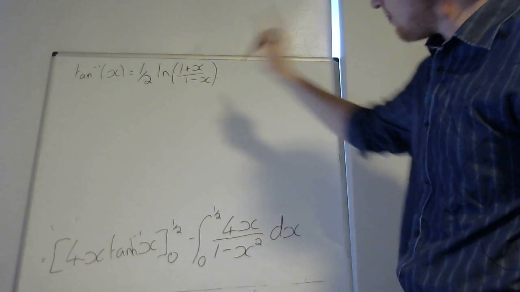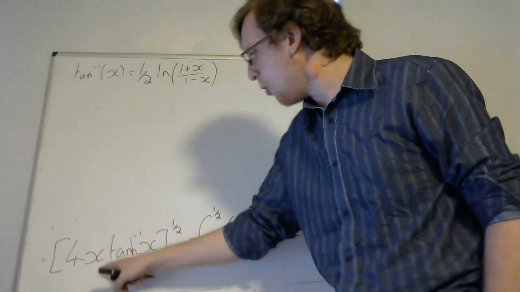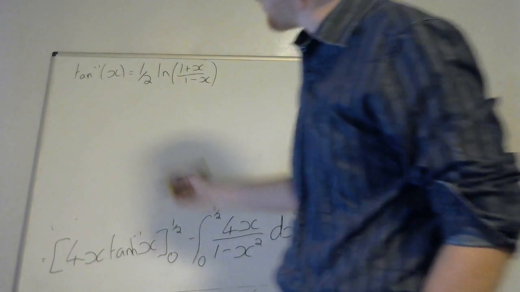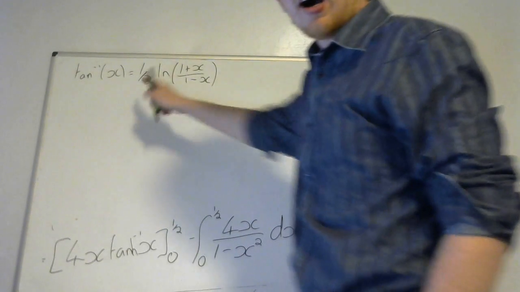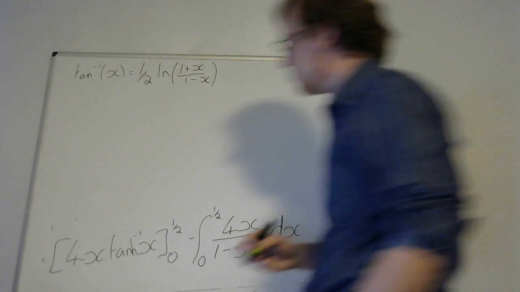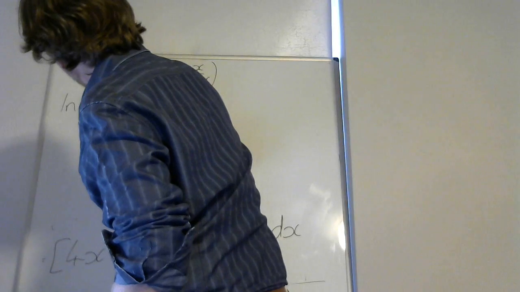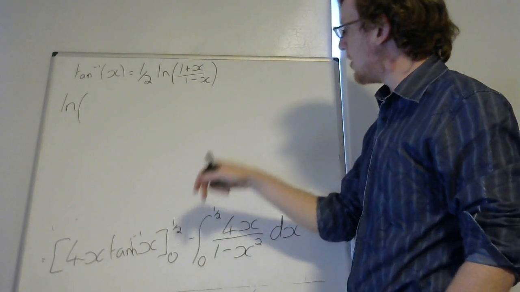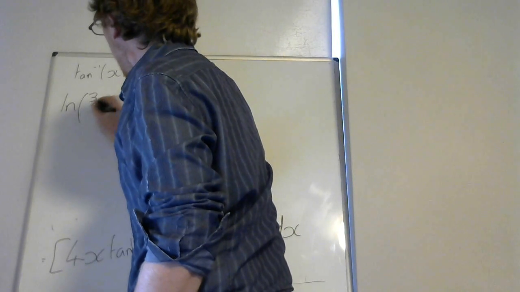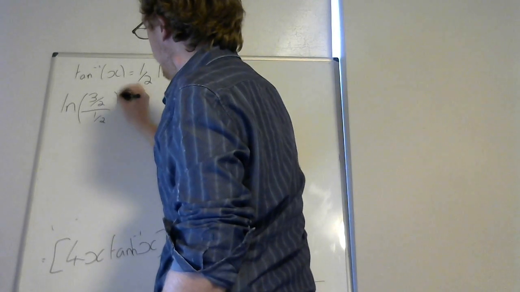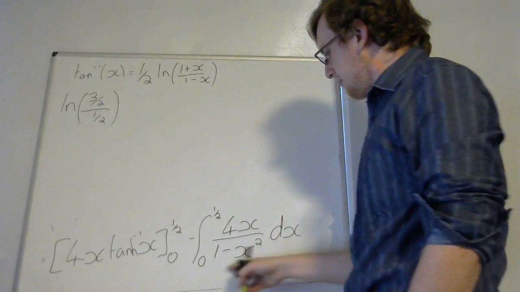Right. So, a half then. 4 multiplied by a half is 2. 2 multiplied by the half here will just cancel, so we're just left with the ln. 1 plus a half is 3 over 2. And that's divided by 1 minus a half, which is a half. Cool, that's that bit done.